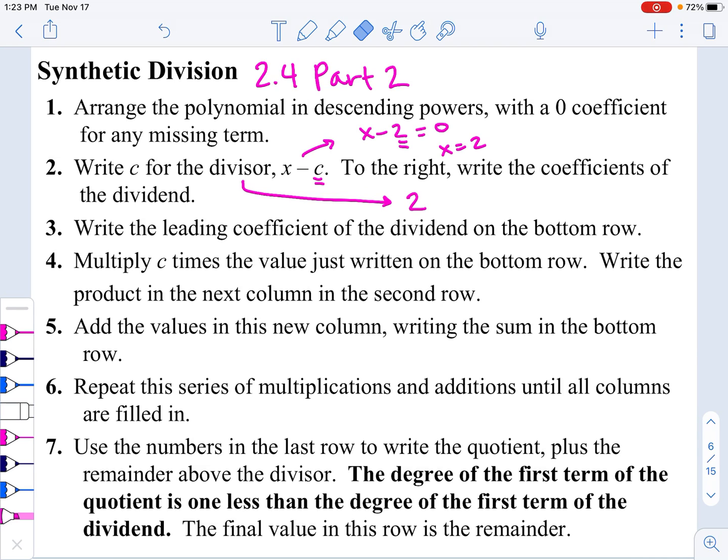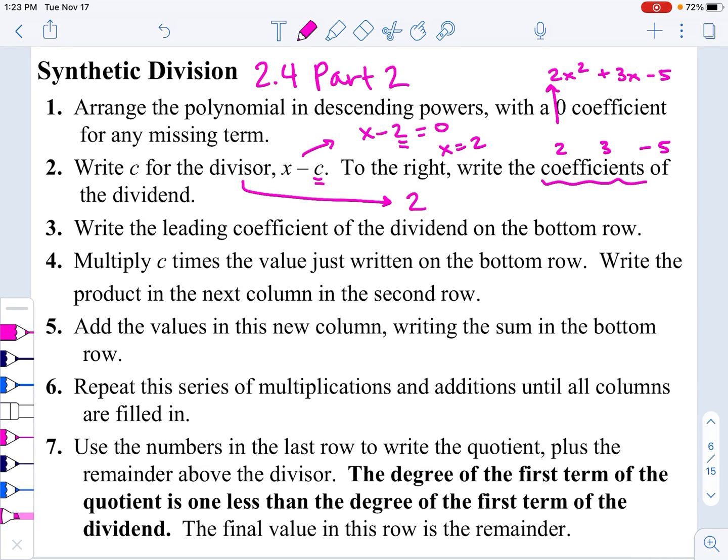To the right, write the coefficients of the dividend. So once we set things up, we would have just the coefficients, just the numerical values. If you had something like 2x squared plus 3x minus 5, you're going to look at just the coefficients. You're going to look at a 2, a 3, and a negative 5.